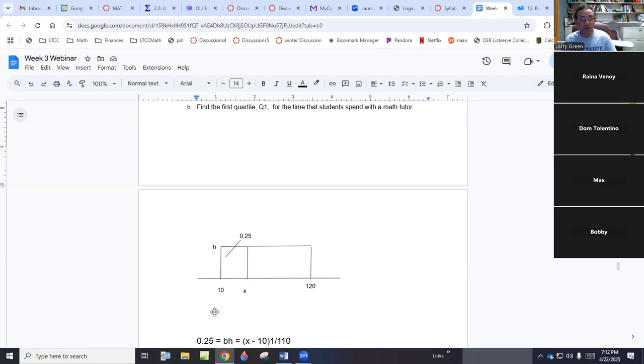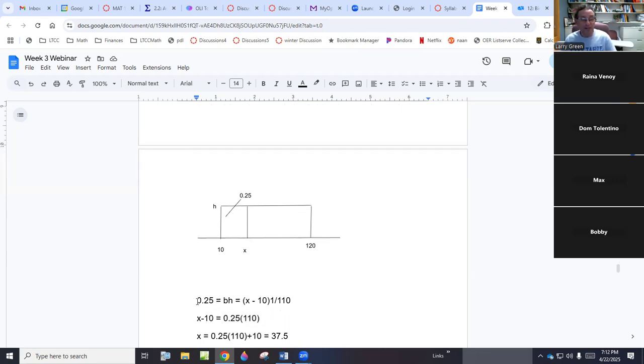And then we go and use the formula. The formula says the area, 0.25, is the base times the height. To find the base of this rectangle, we take the high minus the low, or x minus 10. The height, remember, was 1 over 110. Any questions on that?